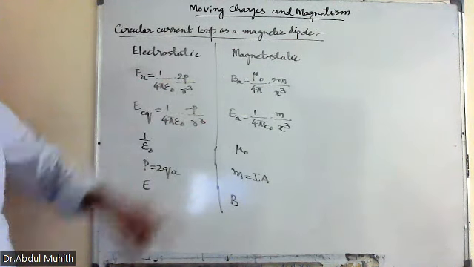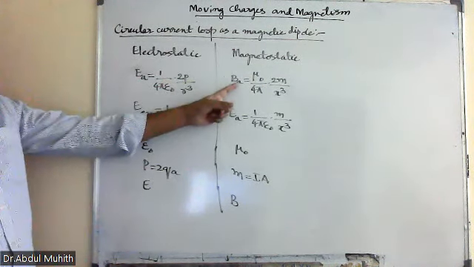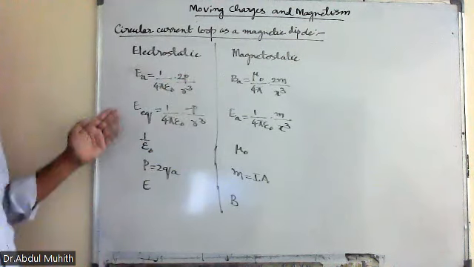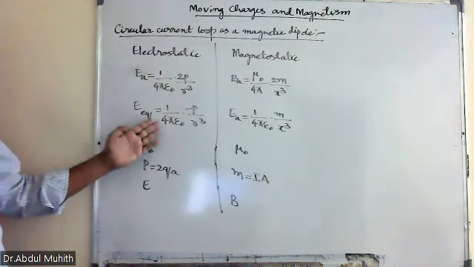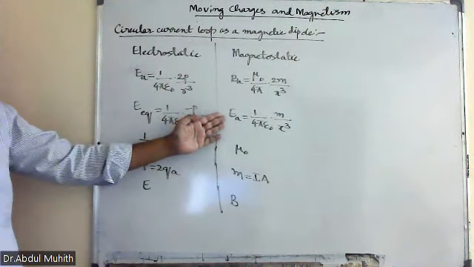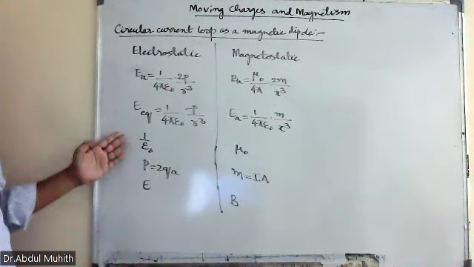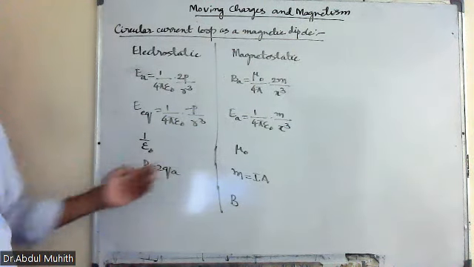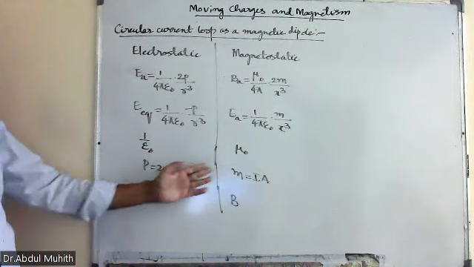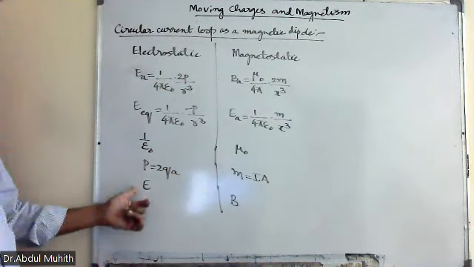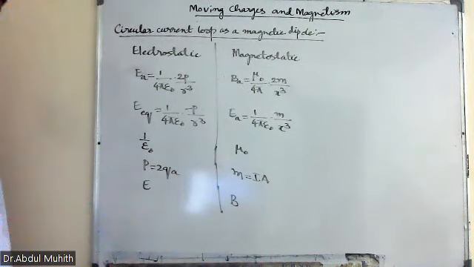If you want to find out the magnetic field on the axial line, it is mu 0 by 4 pi into 2m by x cube. For the equatorial line, electric field is 1 by 4 pi epsilon 0 into minus p by r cube, and for the magnetic equatorial line, mu 0 by 4 pi into m by x cube. Here 1 by epsilon 0 mu 0 appears. P is equal to 2qa and m is equal to I into a. And electric field is capital E and magnetic field is capital B.